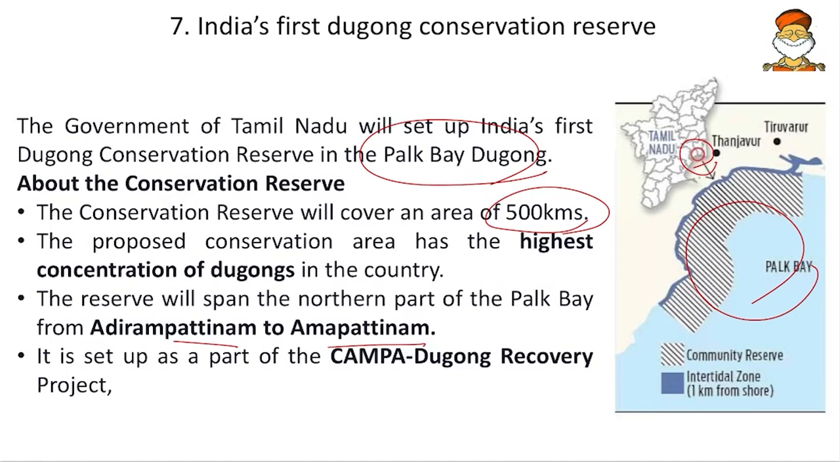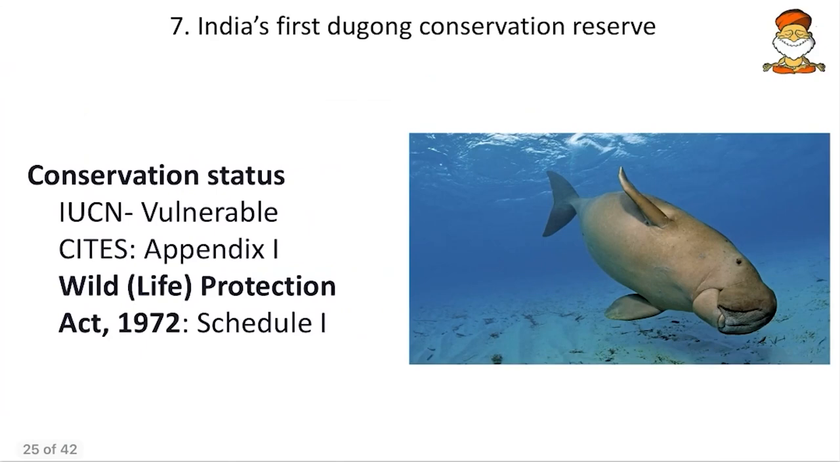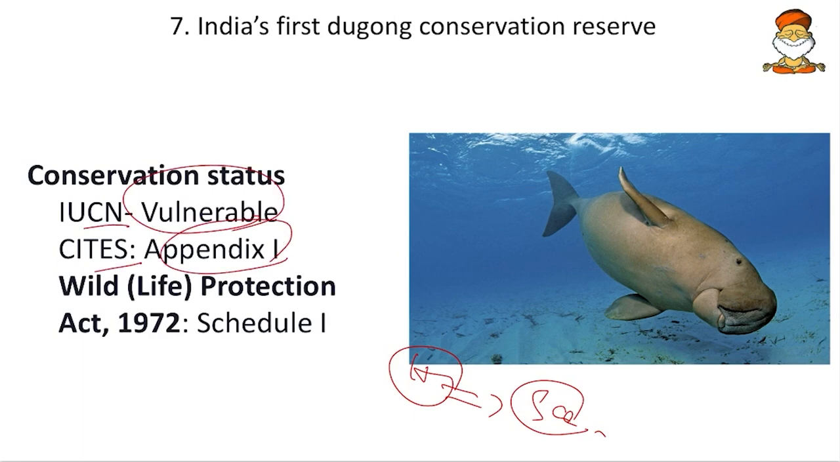And then it is set up as a part of the Dugong Recovery Project, under the compensatory afforestation program. So under this program, it is being implemented. So we remember here. Coming to a brief description of the dugong: this is a herbivorous animal, also called the sea cow. UPSC has already asked a question regarding the dugong. And the conservation status: IUCN vulnerable, CITES Appendix 1, and as per the Wildlife Protection Act, it is under Schedule 1. So hunting is strictly banned as per the Wildlife Protection Act.